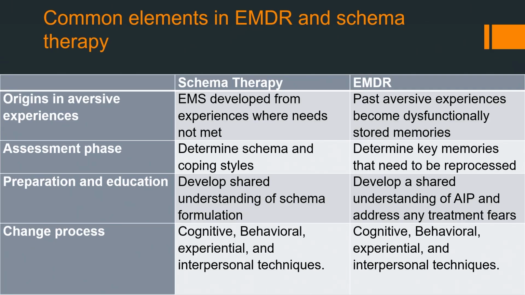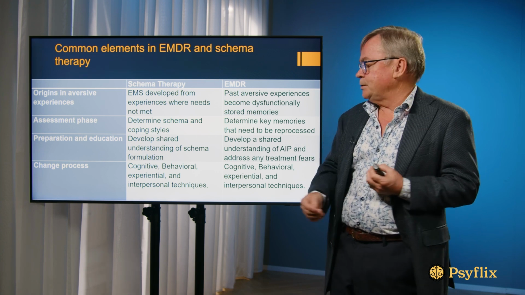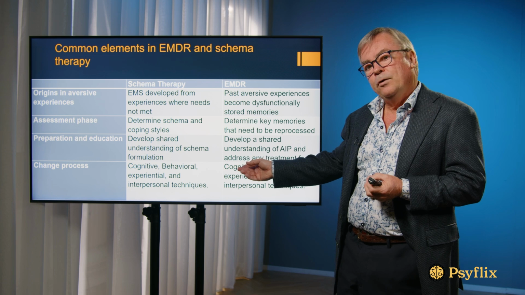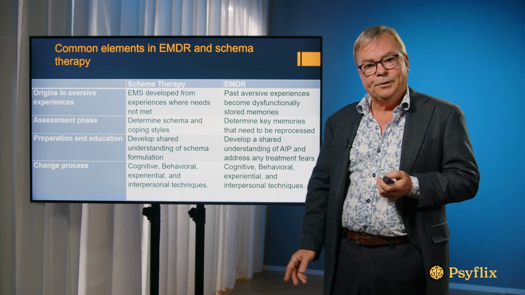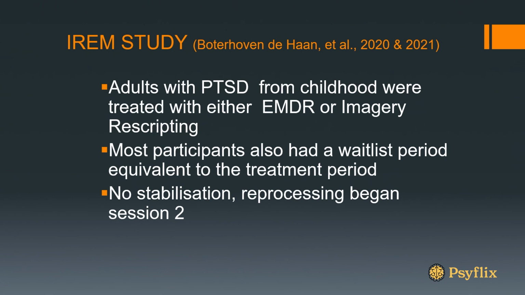The final area that I want to talk about is the change process. And both models share that the change process happens through cognitive, behavioral, experiential, and interpersonal techniques, the combination of these. In order to understand the synergies between the two approaches and the differences, I'm going to talk to you about a study where we compared traditional emotion-focused approaches used in schema therapy, in this case imagery rescripting, with EMDR.